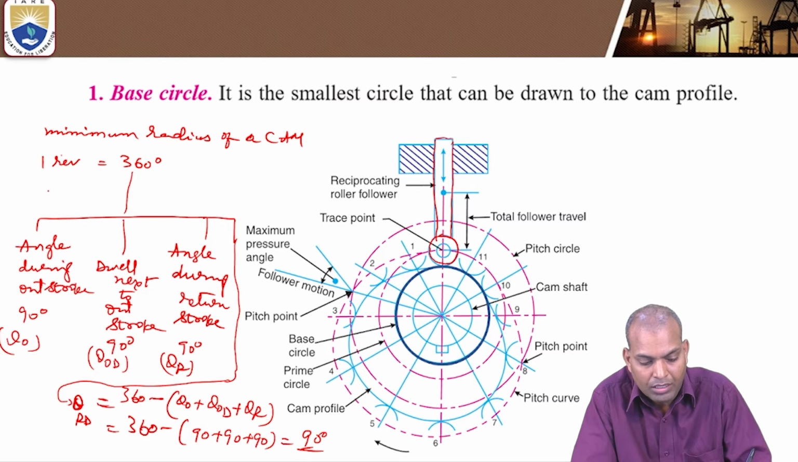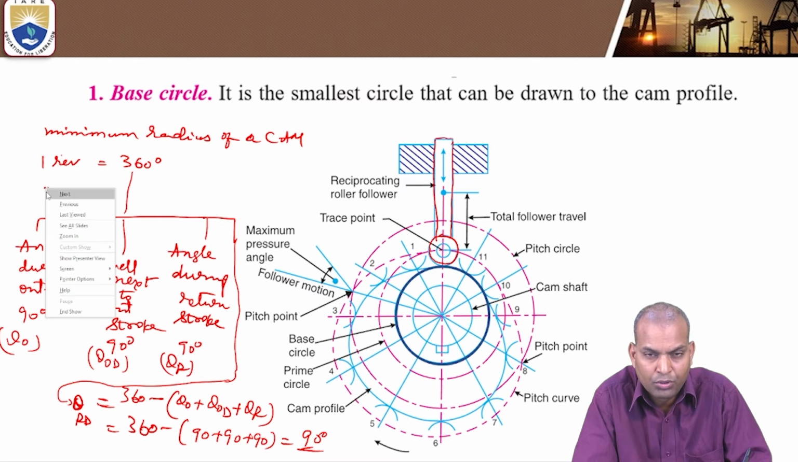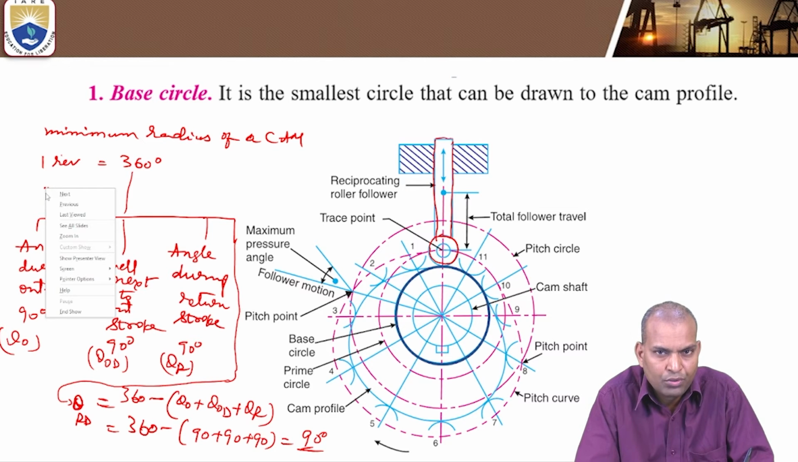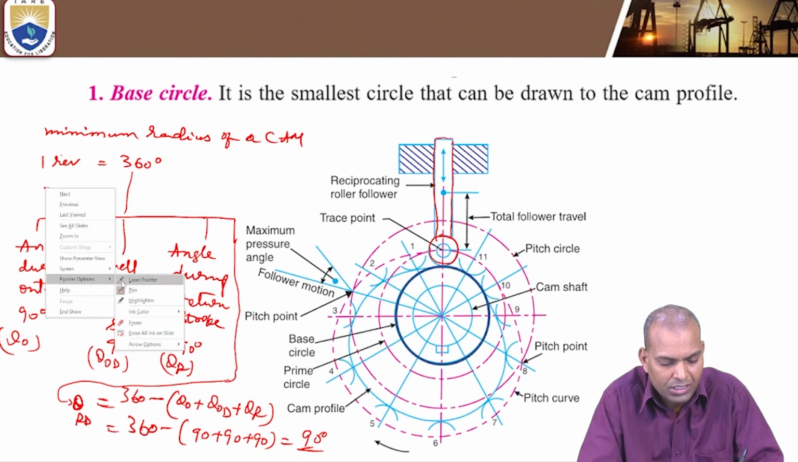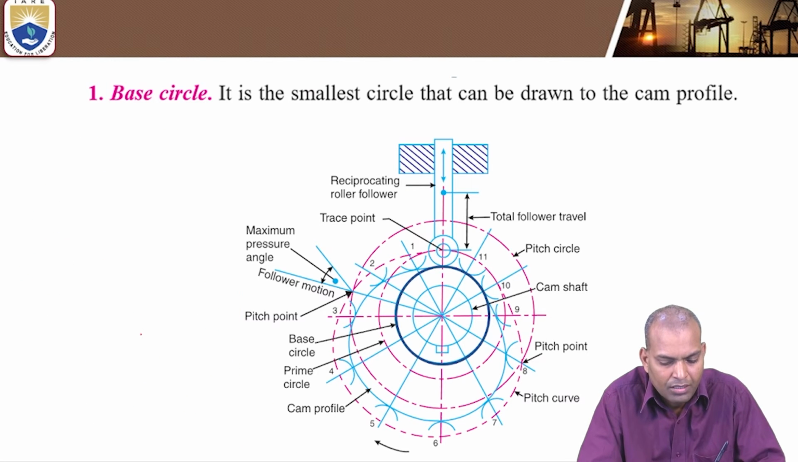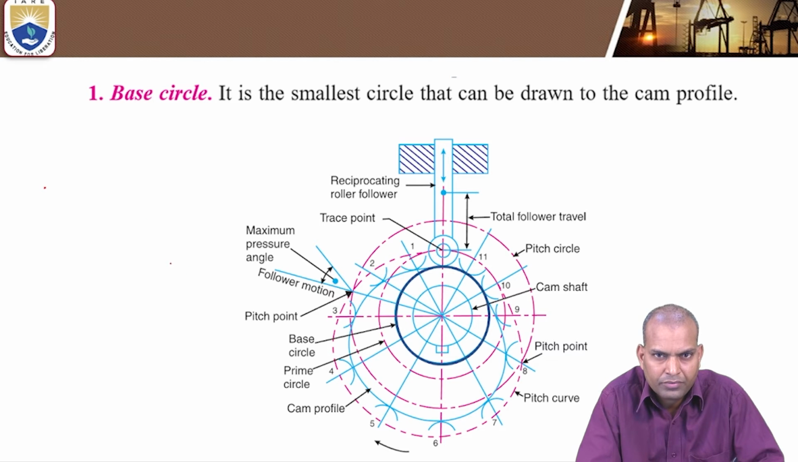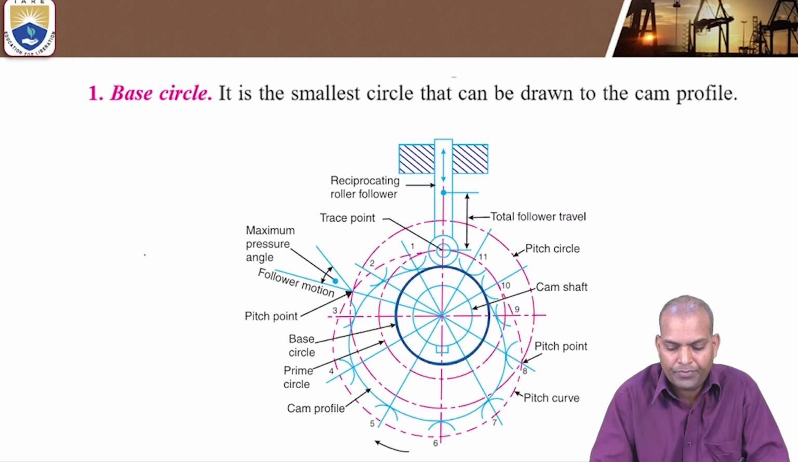Now the base circle. The importance of the base circle is such that, without the base circle radius given, we cannot draw the cam profile. So it is the reference circle on which the cam profile will be drawn.